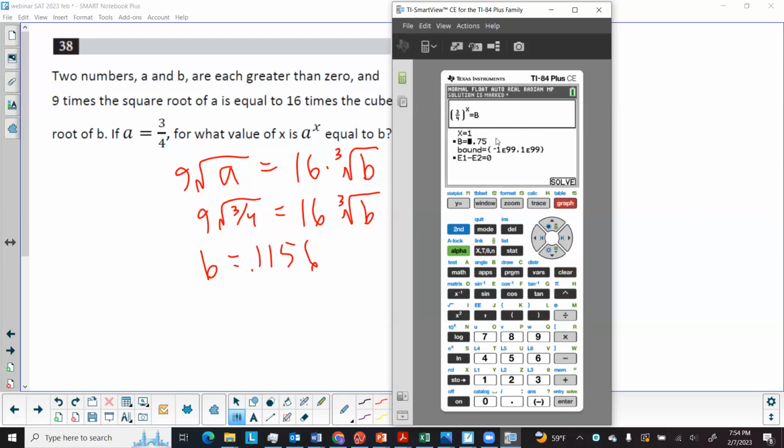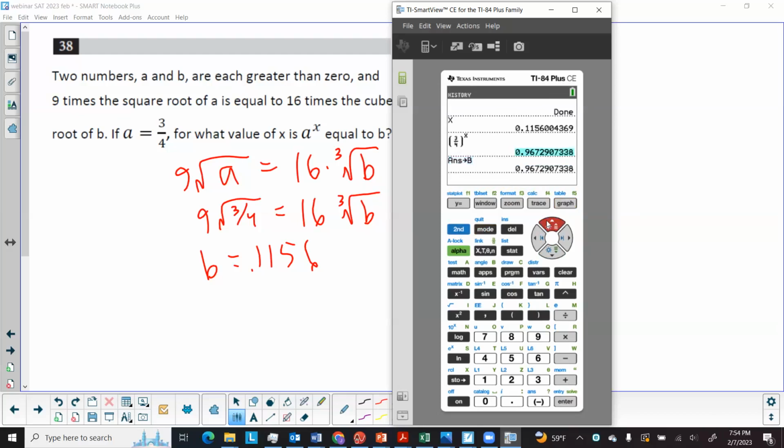Wait, is that right? You have X equals 1 there. Oh, x, I should solve for that. So, oh, I have to hit alpha solve. But now your B value changed though. Is your B 0.75? No, it should have been stored. Yeah, I think you got the right idea, but I think this is a long, long way around. It is a long way around.